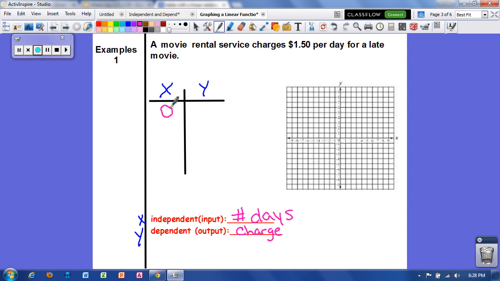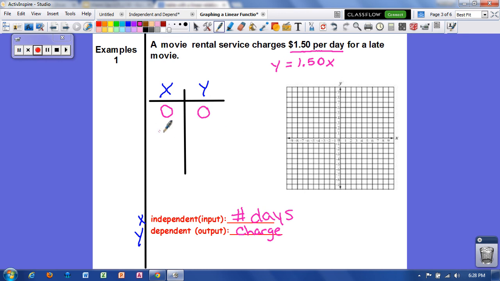So let's say that x is 0, okay? But what am I plugging x into? Well, I need to figure out what my equation's going to be. So it charges $1.50 per day. That means that would be $1.50 times x. And that's going to equal y. So y equals $1.50 times x. So if the movie was 0 days late, we would plug in a 0 for x. 0 times $1.50 is just 0, which makes sense. If your movie is not late, you are not going to get charged for it.